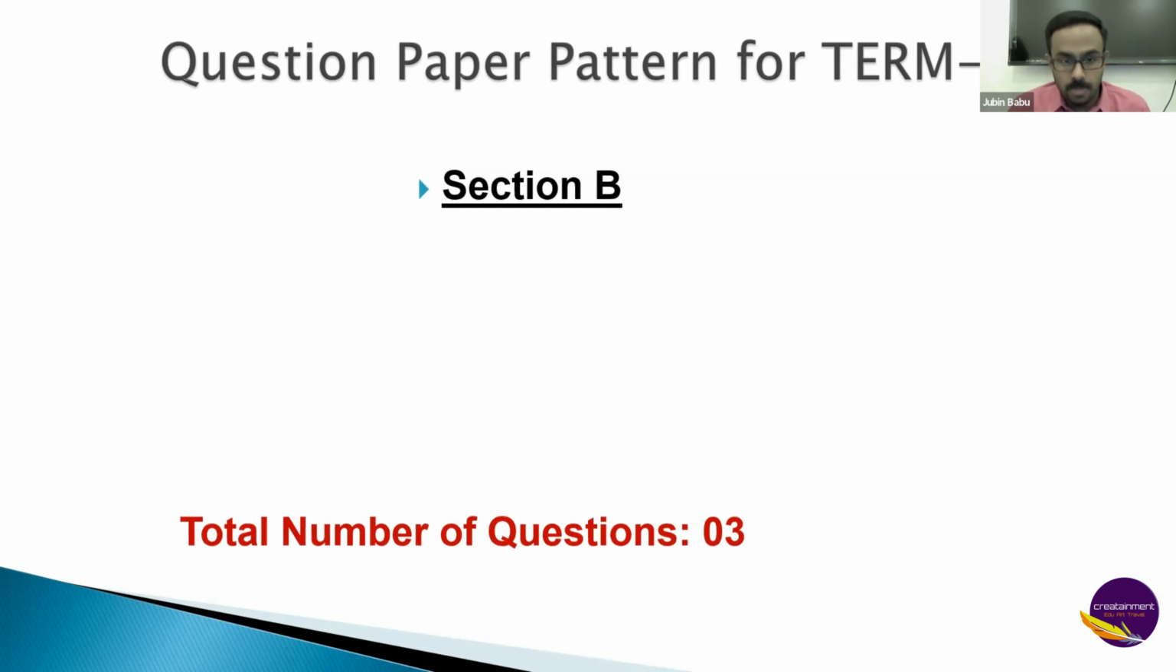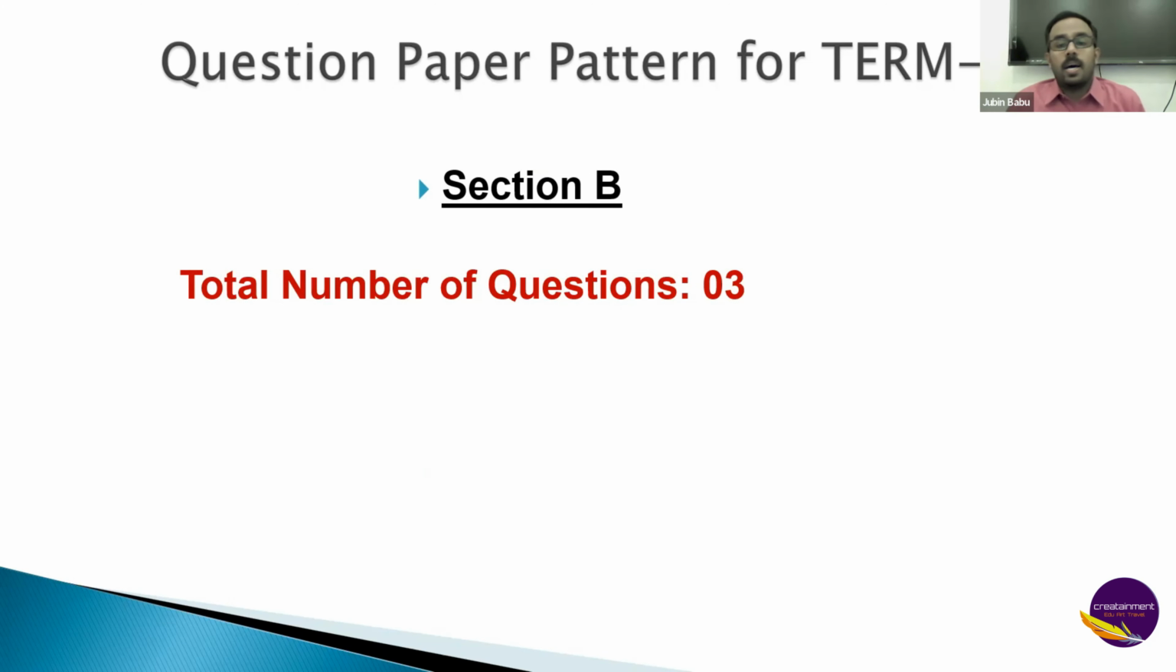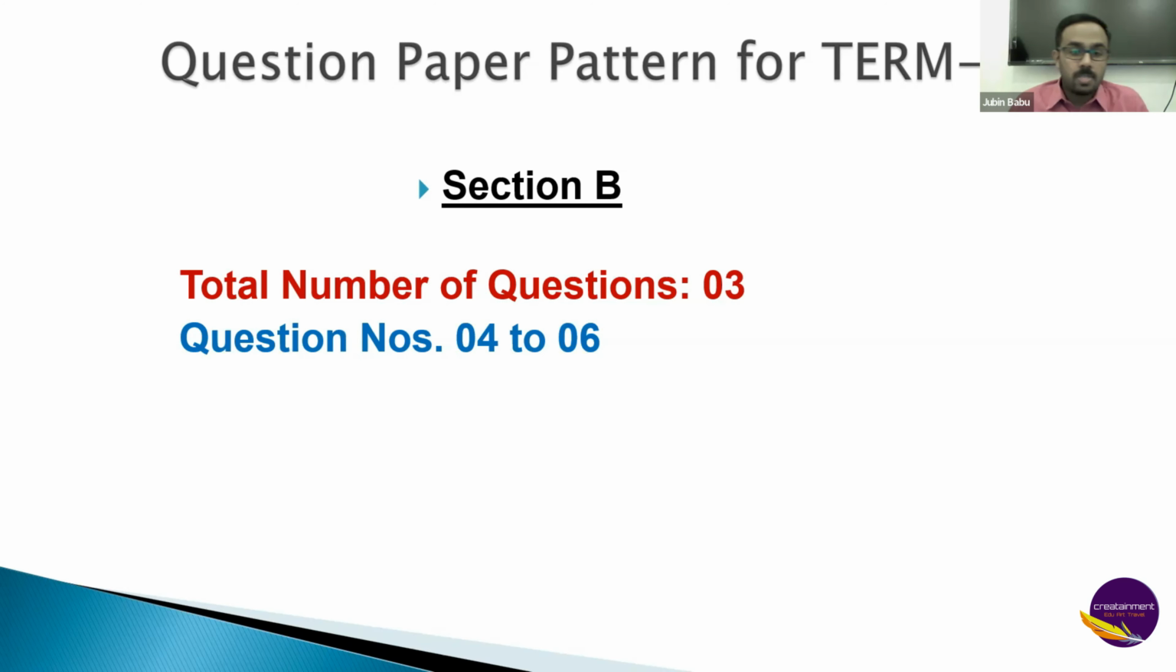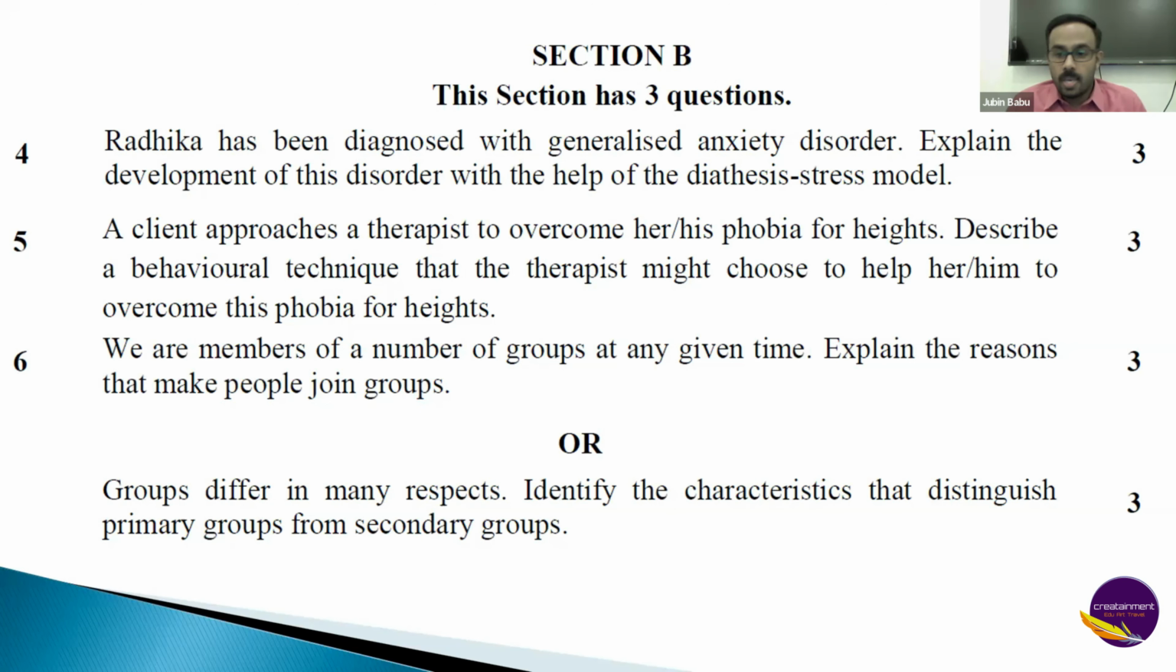Okay, we move to Section B. Similar to Section A, there will be 3 questions in Section B, numbered 4 to 6, and 3 marks each. This is just an example. Usually questions like differentiate between 2 concepts, or 3-point oriented questions, will be asked in this section. Students can either make tables or write a paragraph when asked to differentiate between concepts.